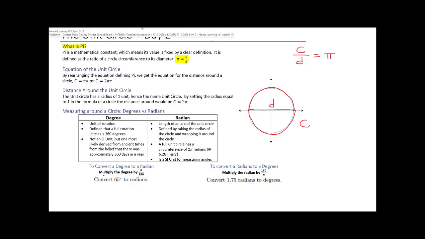And that's how we came up with the formula for the circumference of a circle. Obviously, you can multiply both sides by the diameter and find the circumference of any circle by going pi times the diameter. All right, so it's really important that we remember and understand what pi is.